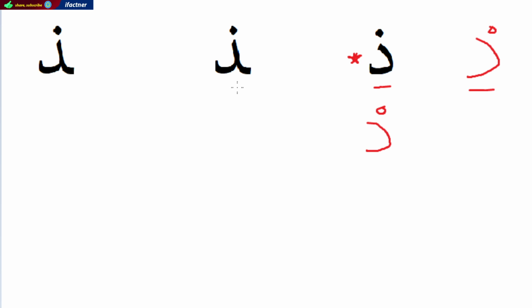And when zal appears in between two characters, let's see how we write its middle position shape. You need to add a connector and then write zal. Its final position shape is similar to its middle position shape.